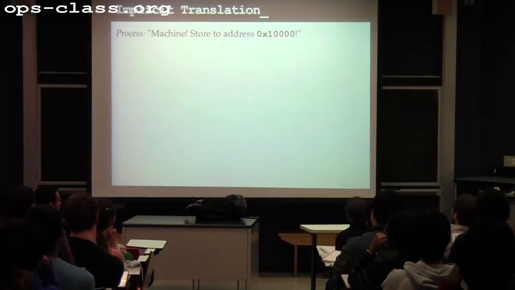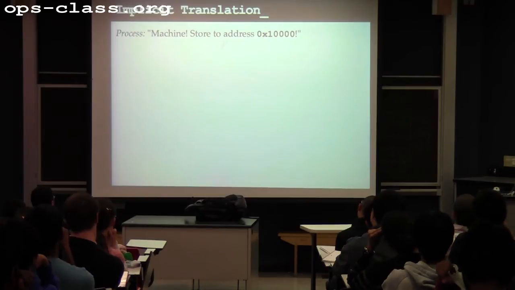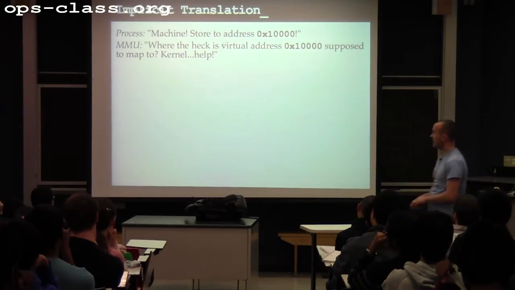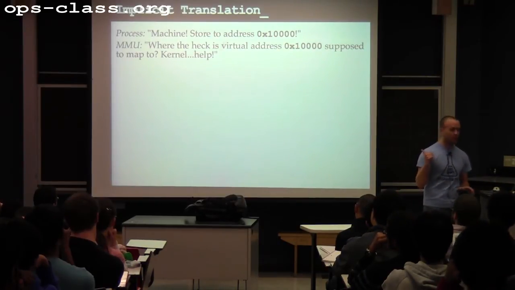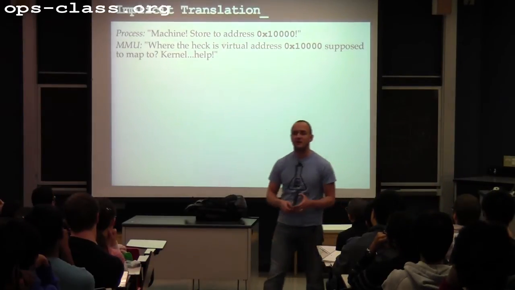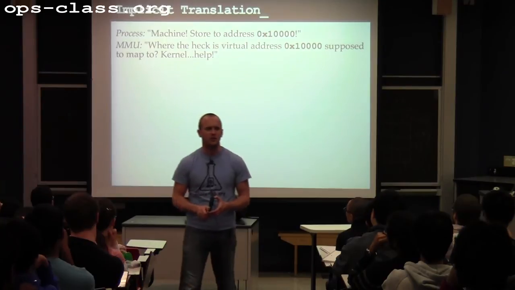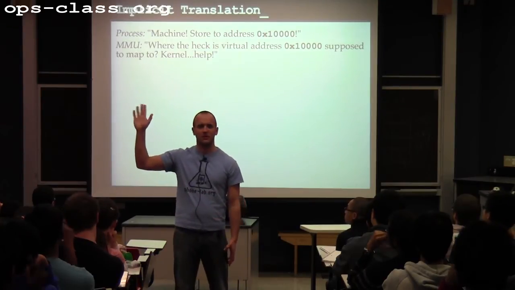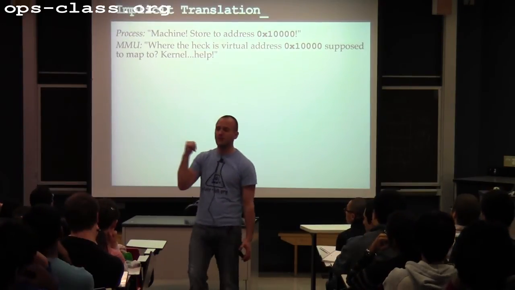So what actually happens is the following. The process says, store this byte of memory at this particular address. And then our friendly piece of hardware gets involved, the MMU, which stands for the Memory Management Unit. How many people have heard of the MMU before? OK, good. So this is a piece of hardware.